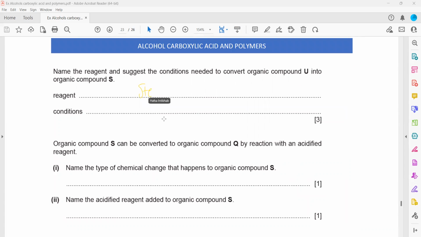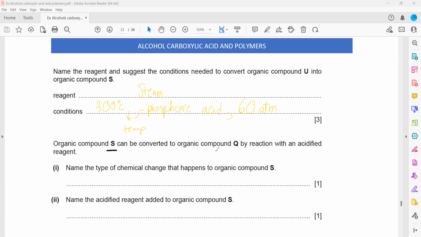So what are the reagents? Steam is there. And what are the conditions? 300 degrees Celsius, 6000 kPa, and phosphoric acid catalyst. So better mention the temperature instead of just mentioning high temperature, catalysts as well, and the temperature condition.